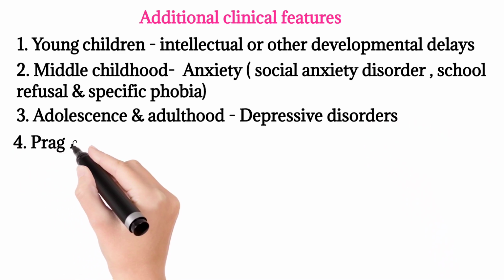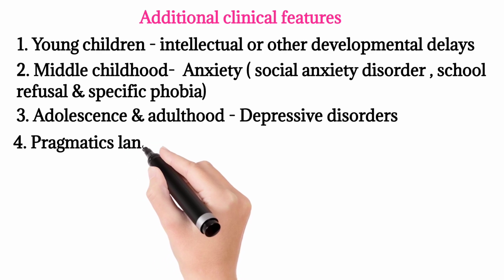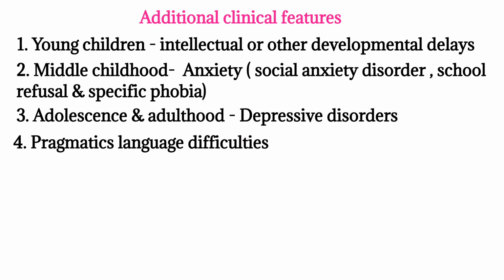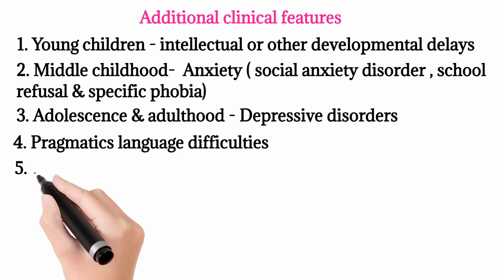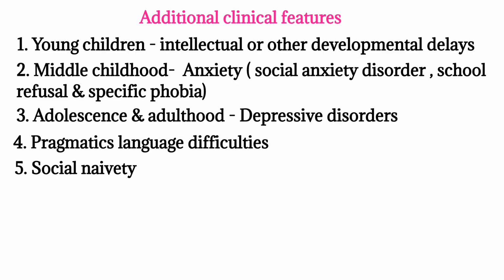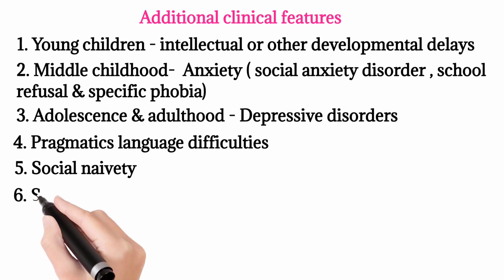Next, additional clinical features involve pragmatic language difficulty, and it may be manifested as an overly literal understanding of others' speech, or speech that appears monotonous, or lack of awareness of the appropriateness of their choice of language in a particular social context. Next is social naivety. Especially during adolescence, it can lead to exploitation by others, a risk that may be enhanced by the use of social media without adequate supervision.